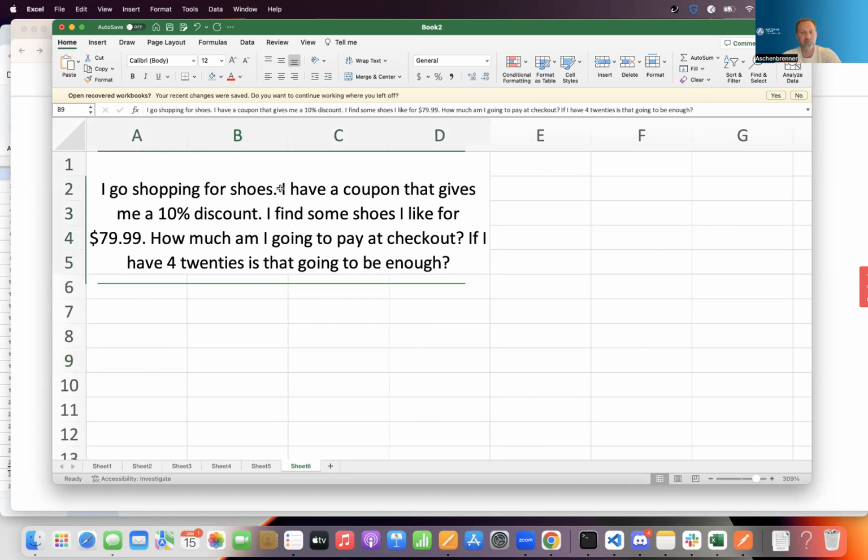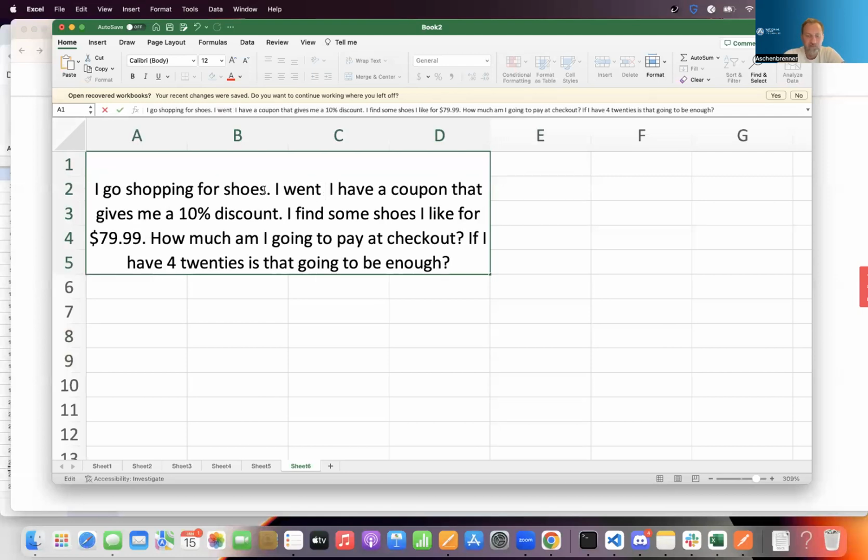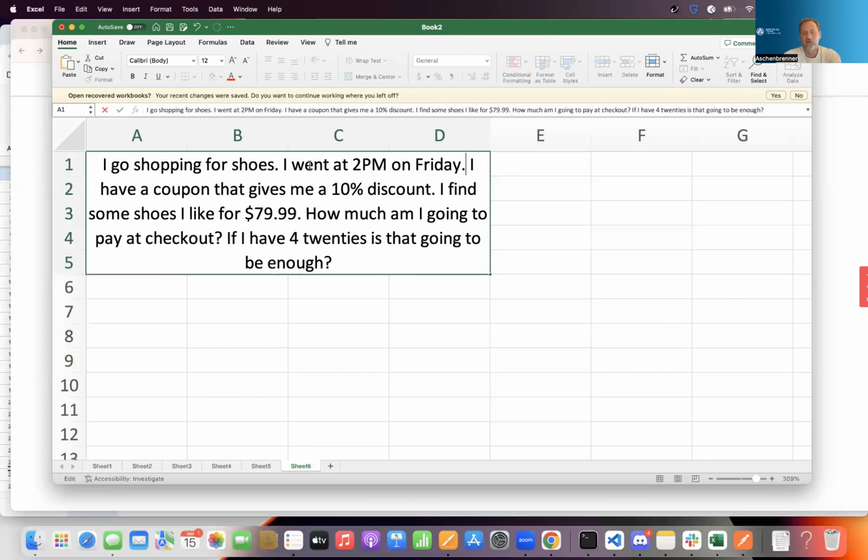For instance, if I put in, I went at 2 p.m. on Friday, this information is probably irrelevant to solving the problem, but maybe the coupon has some expiration date, and then actually what day I went could make a difference. Okay, so let's dig into this problem and think about it.